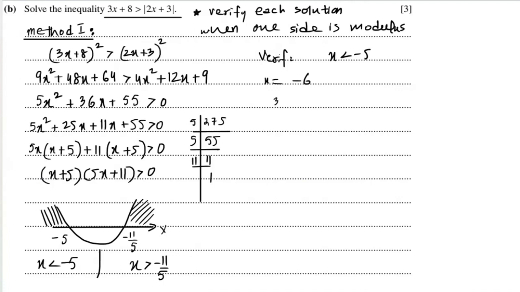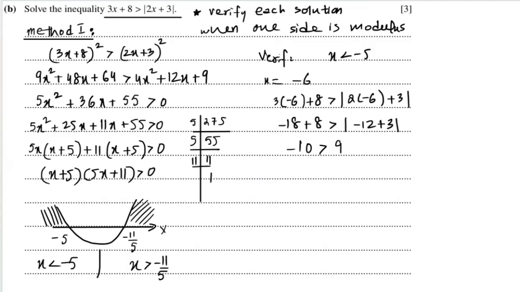If I put 3 times negative 6 plus 8, this becomes 2 times negative 6 plus 3, modulus. Which is negative 18 plus 8, and this will be negative 12 plus 3. So minus 10. Well, there you go, that's the problem. Negative 9 modulus is 9, so a negative 10 can't be bigger than a positive 9. So this is a rejected solution, x below negative 5.